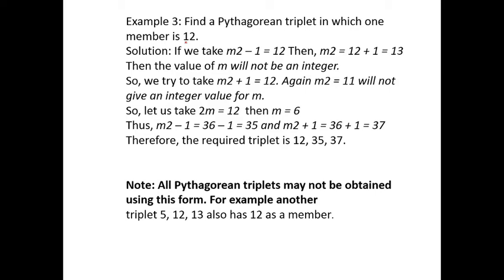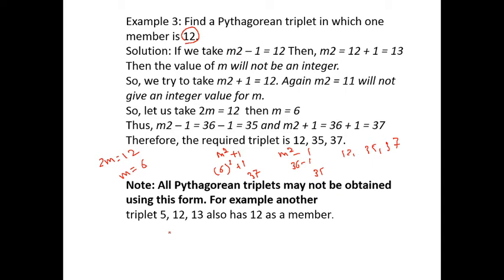M square means 6 square plus 1, so 37. M square minus 1, so 36 minus 1, 35. So 12, 35 and 37 is a triplet. So the formula is important, remember always 2m, m square plus 1 and m square minus 1.